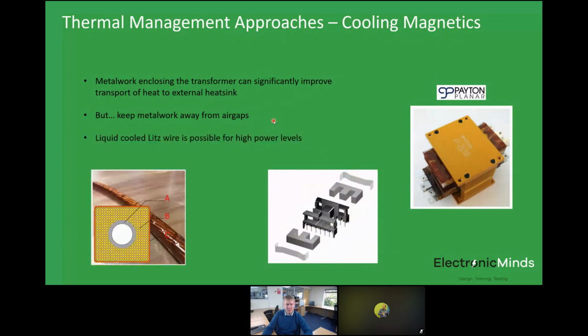The other thing to mention is that for very high power levels, you can get Litz wire which has a cooling channel built into the middle. We've not actually experimented with that ourselves yet, but I thought I'd put it up there for very high power levels. It allows you to get the benefits of liquid cooling right into the heart of the transformer, which I think could be potentially very useful for shrinking that transformer down.